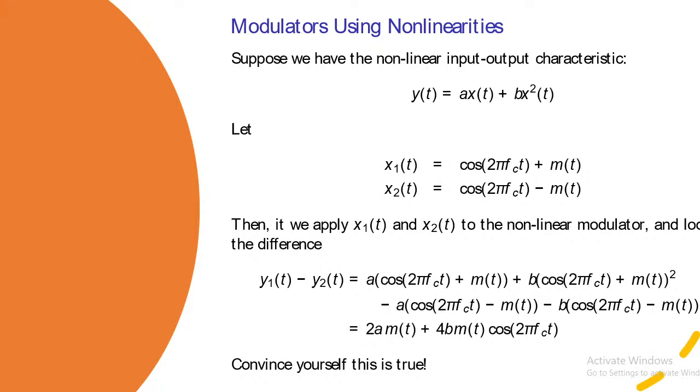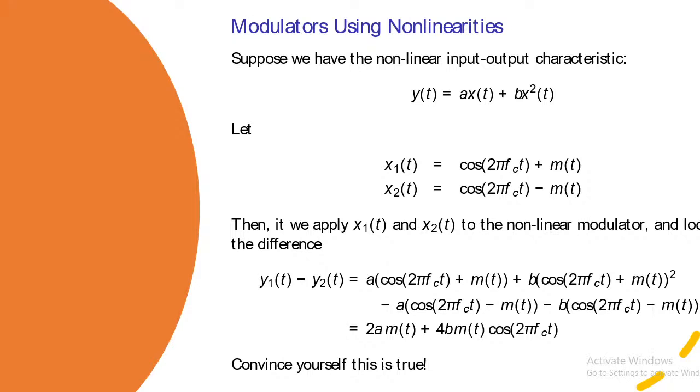For example, if you take a diode, the input to the diode is x(t) and the output is y(t). Then you can always approximate y(t) as y(t) = a x(t) + b x²(t). You can take higher order terms, but we are neglecting them. At least one higher order term you take, just to get the information.